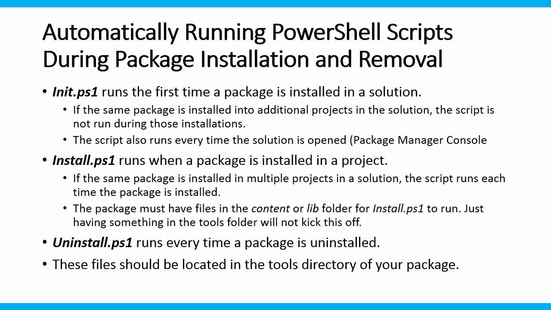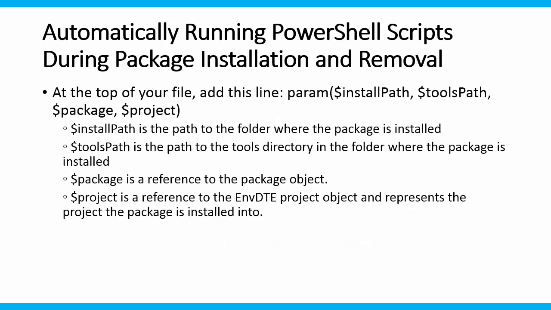Next is install.ps1, which will only run once when you install it in your project. And obviously uninstall.ps1 will run once when you actually uninstall, from what we saw in the last video when you click the install button and the uninstall button. So these files should be located in the tools folder in your package, and essentially they should start with the first line, which is param $installPath, $toolsPath, $package, and $project. And here's a description of what all of those parameters actually mean.